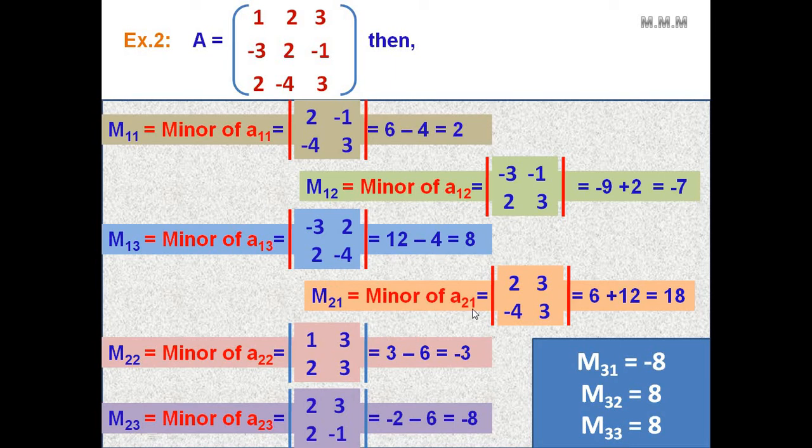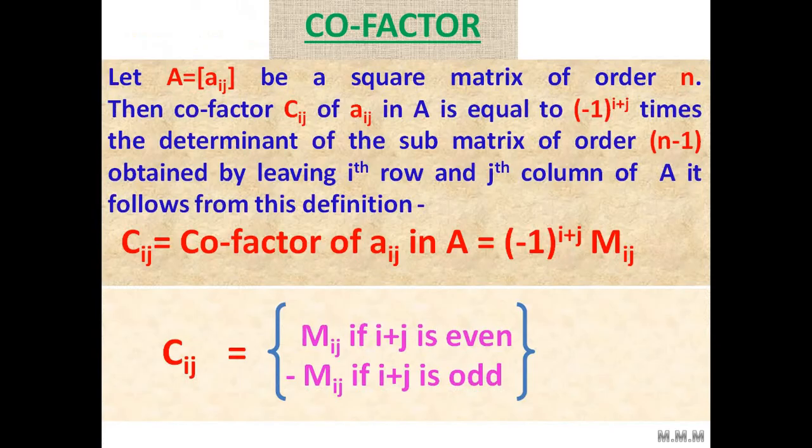m21, minor of a21, it will be 2 3 minus 4 3, value will be 18. Similarly m22, m23, if we take m23, the minor of a23, then the value will be 2 3 and 2 minus 1, that the third row and first column will be left. In this way we can find the minors.